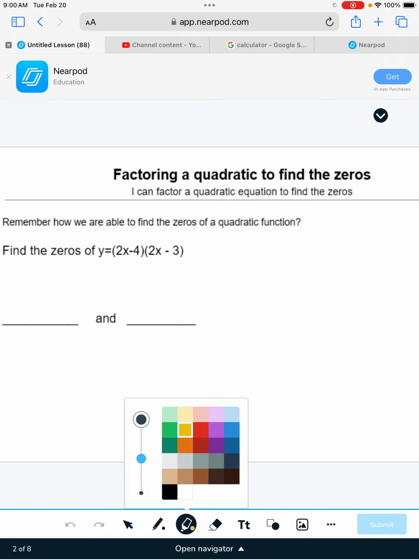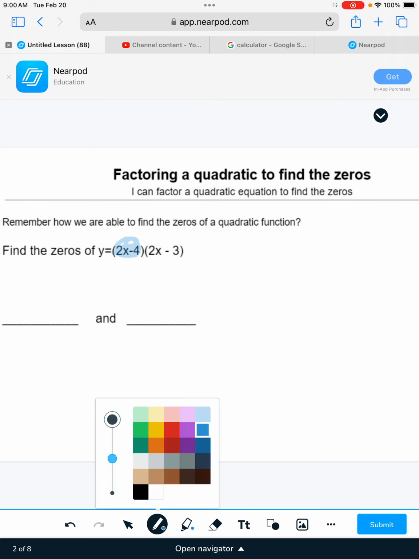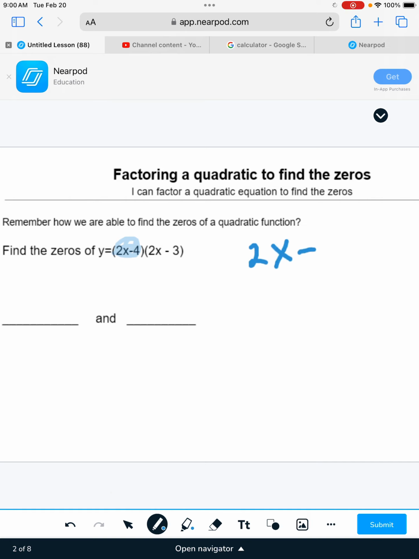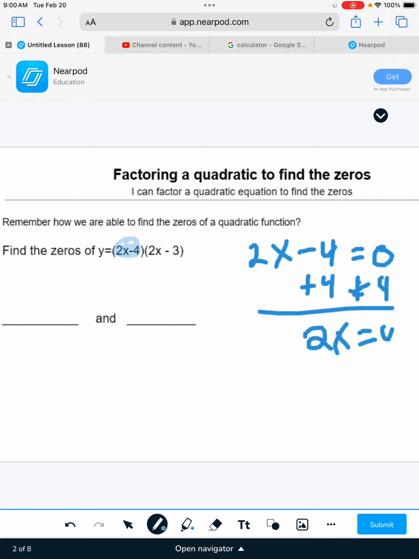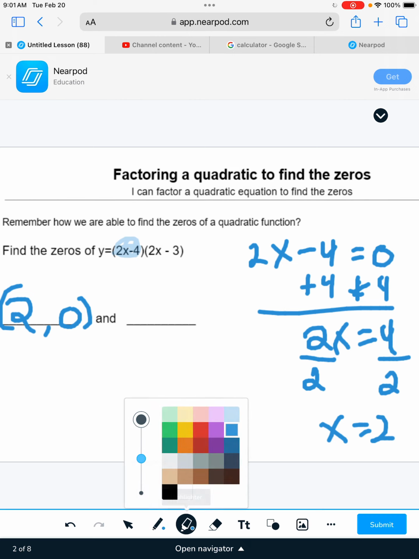Well, don't forget, each of these parentheses is a hint as to what our zero is. That first parentheses there, that 2x minus 4, we set that equal to 0, and we can solve for our zero from there. How do we do that? Well, we solve for x by adding 4 to both sides. That gives me 2x equals 4. We divide by 2, and we get that x is 2. So we have (2, 0) as our first zero.